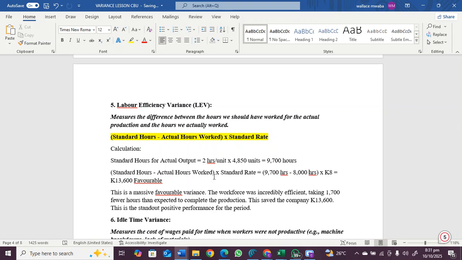So it's like we were efficient. You say 9,700 minus 8,000 multiplied by the standard rate, which is 8 kwacha per hour. You get positive 13,600, meaning it is favorable. So we were efficient with time. We were supposed to spend 9,700 hours according to our standard cost card, but we spent only 8,000. So we're efficient with time. Any questions?